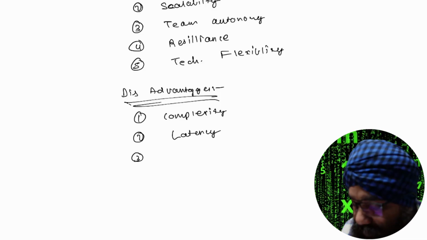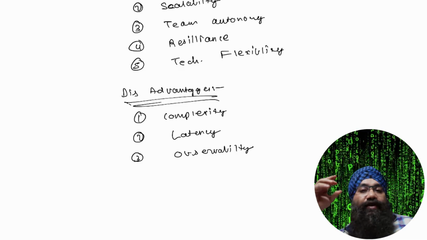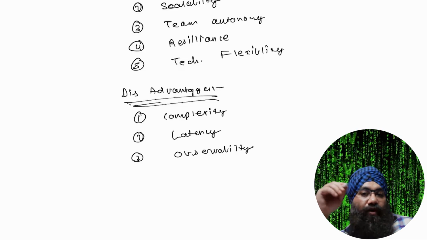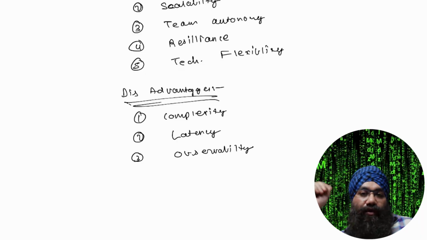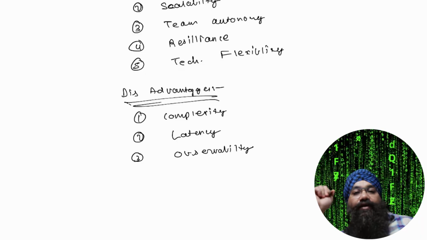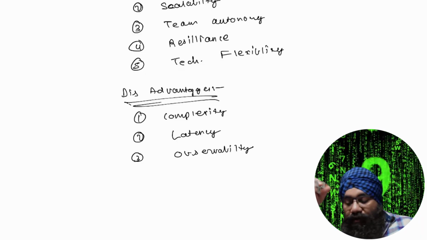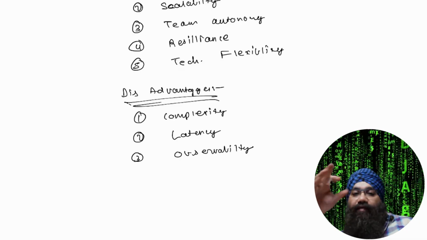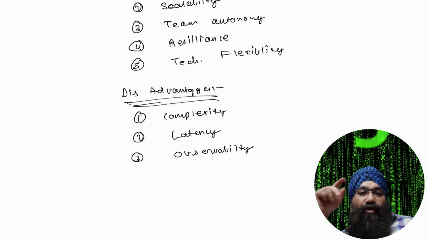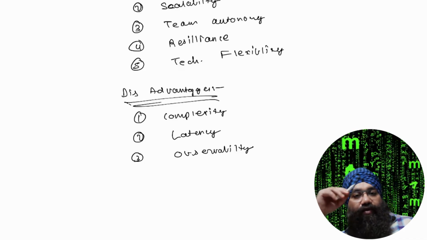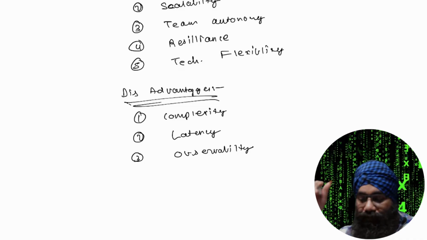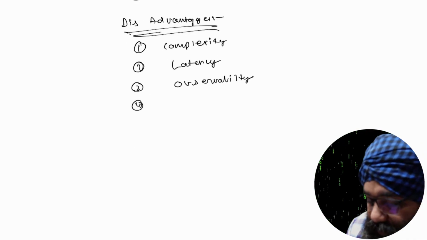Third is observability, which means it is difficult to find out where the problem lies, whether it lies in order service, whether it lies in product service, or it lies in inventory service, or it lies in payment service. It is very difficult to find out the root cause. Earlier it was simply one application, so you can debug it and try to find out, but here you have to correlate and then debug each of them separately to find out. Fourth is data consistency.